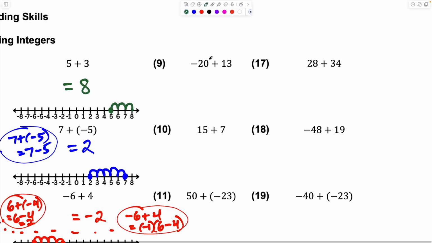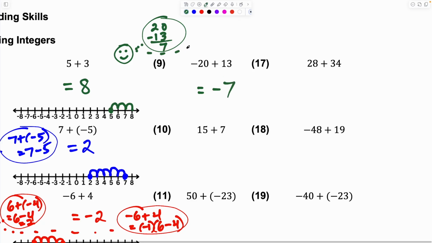Question 9, we've got negative 20 plus 13. For something like this, what I'm thinking of is 20 minus 13. So I'm doing 20 minus 13 is 7. However, this is flipped here. Notice the negative is attached to the 20, not the 13. So in this case, we would get negative 7. This is going to work out to negative 7.